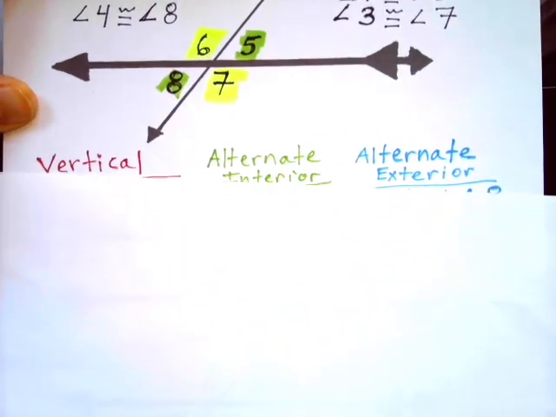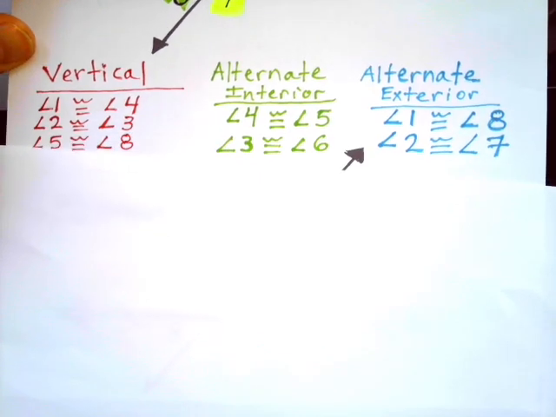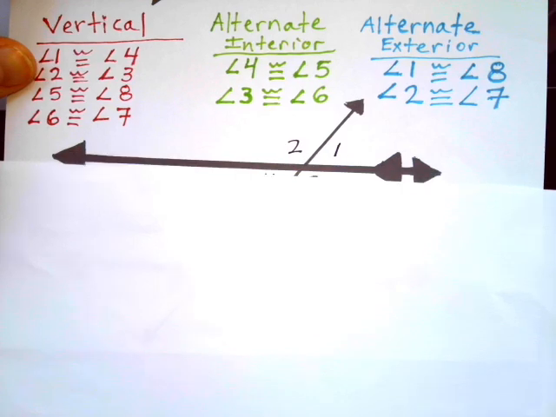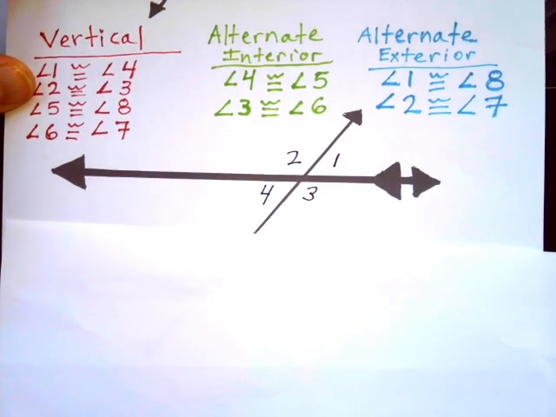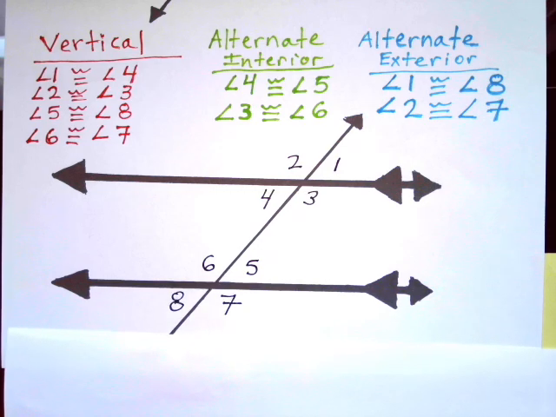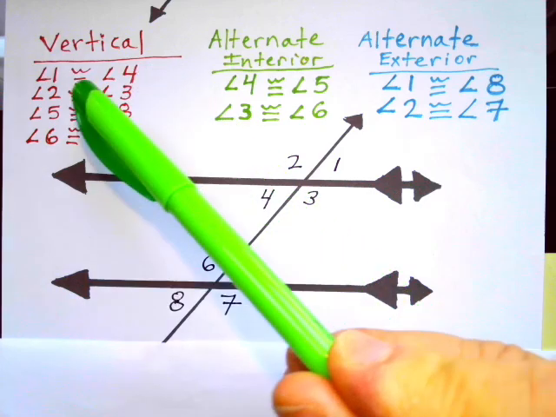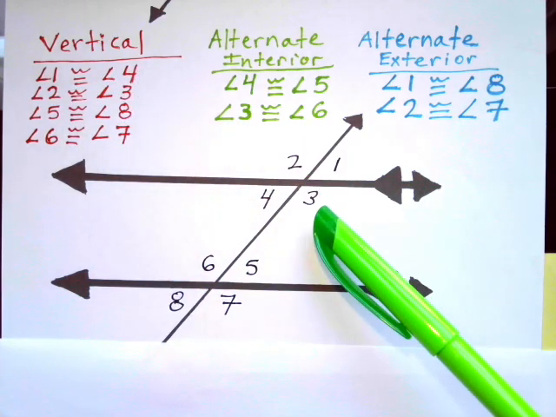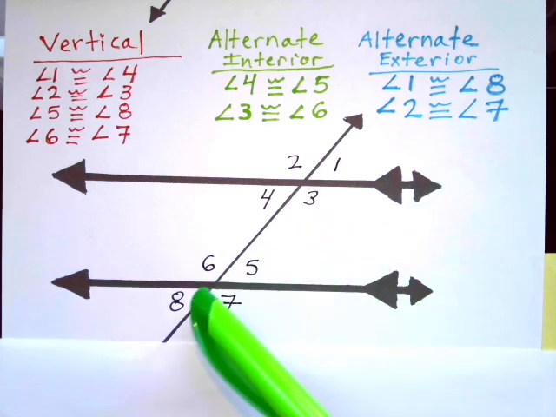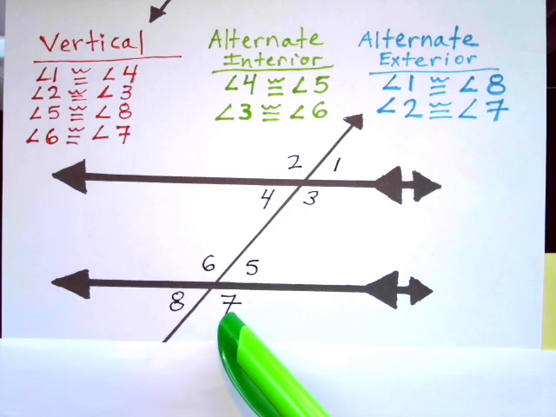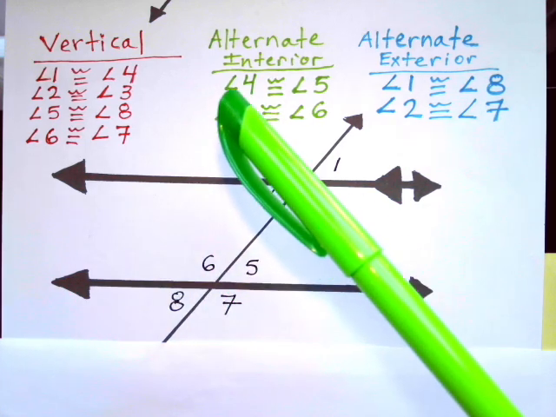All right. So I'd like to go over and review with you the other different types of congruent angles we have here. All right, there's the diagram. We have vertical angles, right? So remember 1 and 4, 2 and 3, vertical angles. Remember 5 and 8, vertical angles. 6 and 7, vertical angles. And vertical angles are congruent.